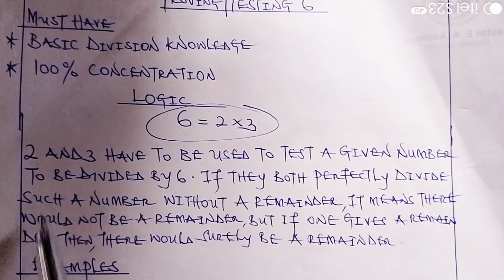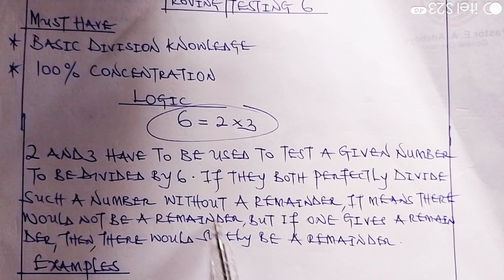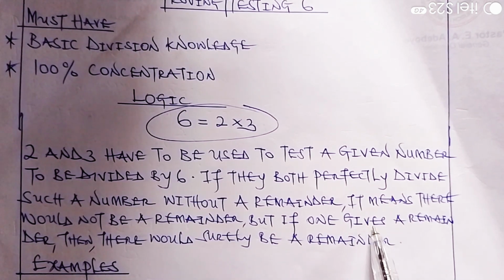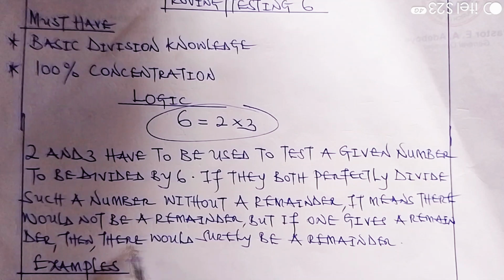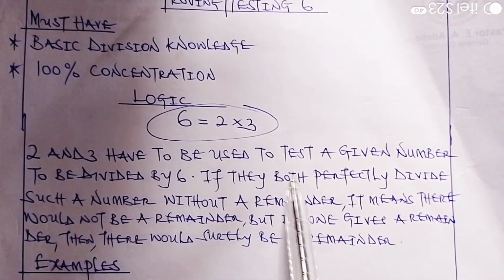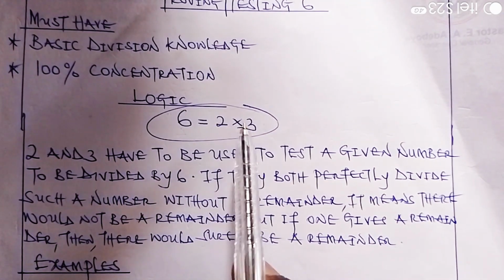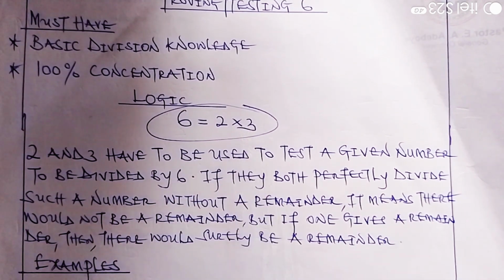If they both perfectly divide such a number without a remainder, then there would not be a remainder. But if one of them gives a remainder, then there will surely be a remainder. What I'm trying to bring out here is that for 6 to divide a number without a remainder, you need 2 and 3 to test such a number. If 2 divides the number without a remainder, and 3 also divides the number without a remainder, it means there won't be a remainder when 6 divides such a given number. But if one of them gives us a remainder, there will surely be a remainder.